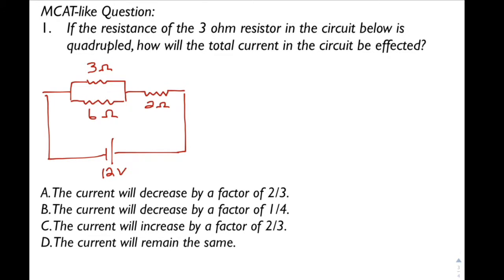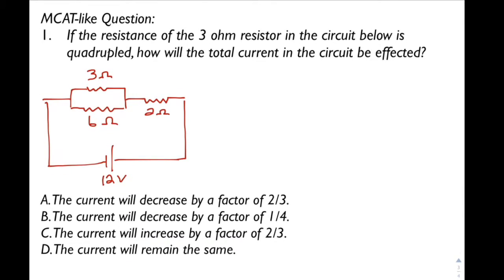You can go ahead and pause the video if you'd like to solve it yourself, or you can watch how I go about it. What I know is this 3 ohm resistor is going to be quadrupled. So I need to solve for the total current by finding the equivalent resistance of this compound circuit using the 3 ohm resistor, and then using the 12 ohm resistor in its place.